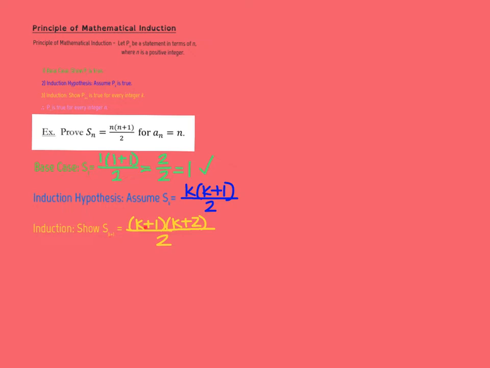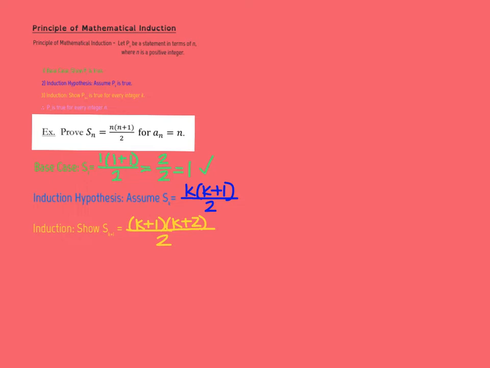Notice how I got these. I plugged in k plus 1 for k, and then I plugged in k plus 1 for k here, but k plus 1 gives me that k plus 2. That's where this statement is coming from. How in the world am I going to prove this?